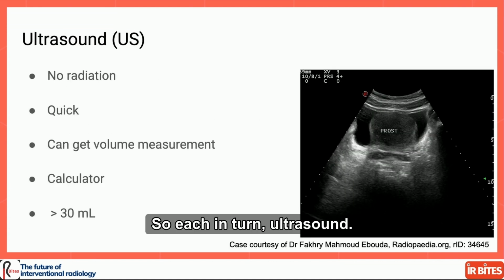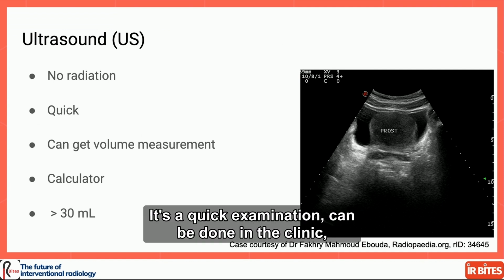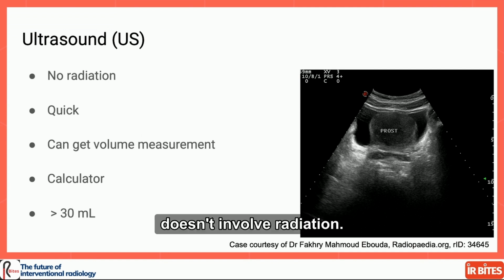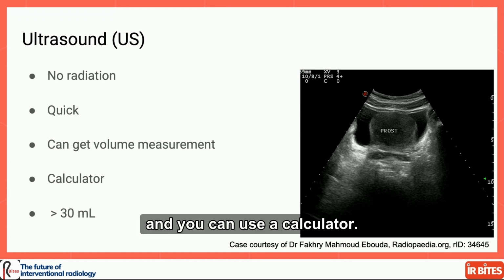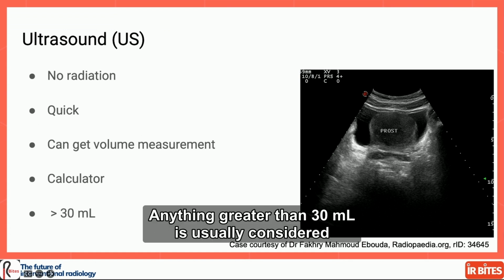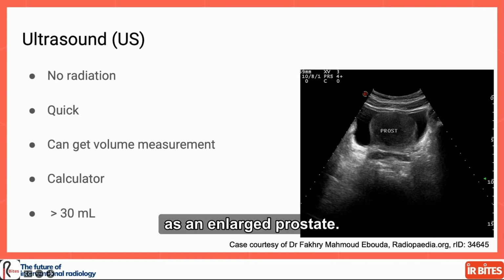So each in turn, ultrasound. It's a quick examination, can be done in the clinic, and doesn't involve radiation. You can get a volume measurement, you can use a calculator. Anything greater than 30 mL is usually considered an enlarged prostate.